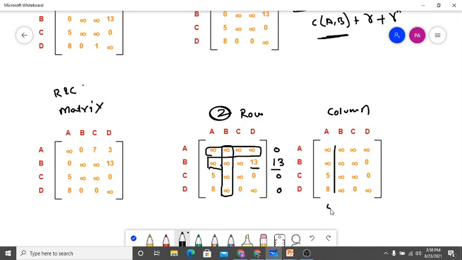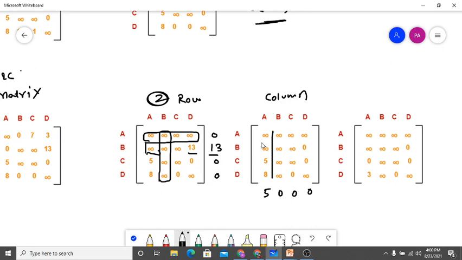Which one is the minimum? The minimum is 5. Here is 0 only. Here we have 0, here we have 0. Okay, after doing the column reduction, this is the final answer we are going to get. Row reduction, then column reduction, then we will get this matrix. This is the final matrix we got after reducing the rows and columns.